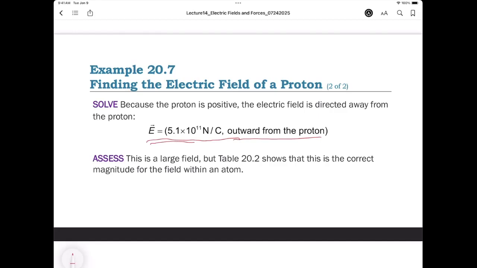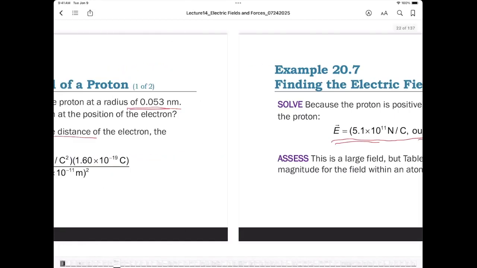Okay, this is the charge field, but Table 22 shows that this is the correct magnitude for the field within an atom. You can see.